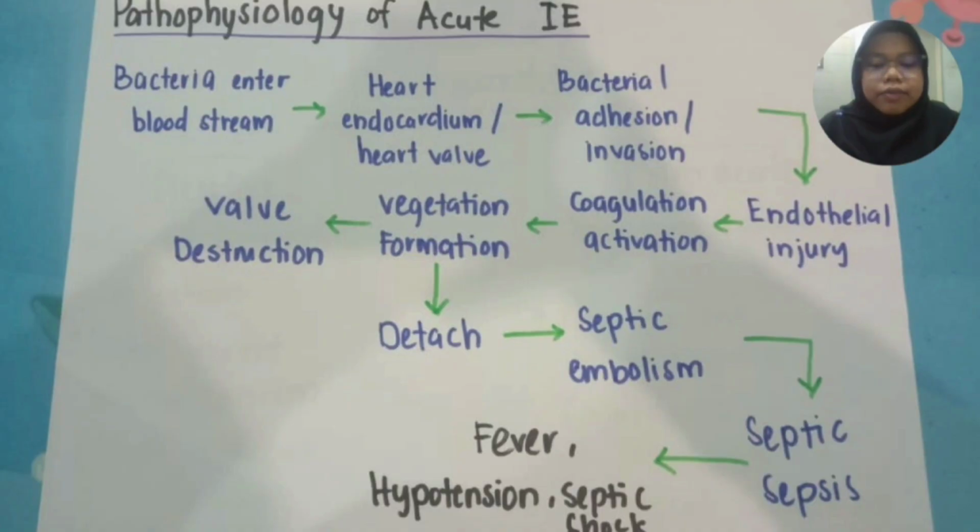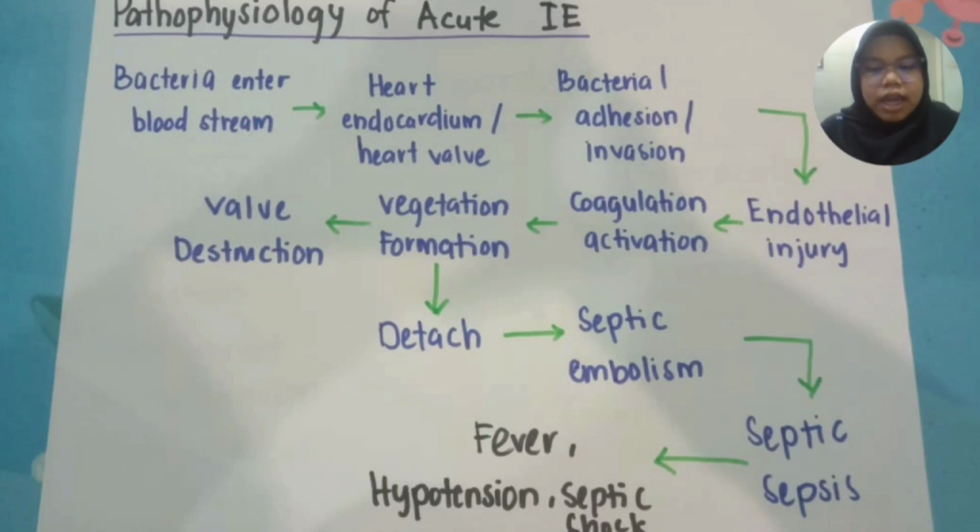So the bacteria will travel in the blood circulation and go to the heart, specifically at the endocardium or heart valve. So it will lead to bacterial adhesion and invasion and cause endothelial injury. When the endothelium is injured, it will lead to coagulation activation and result in fibrin and platelet accumulation. From here, it will lead to vegetation formation, which is the attachment of inflammatory cells, bacteria, and platelets, also the fibrin.